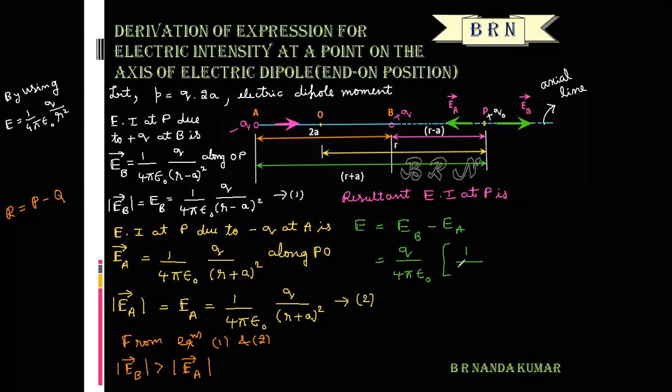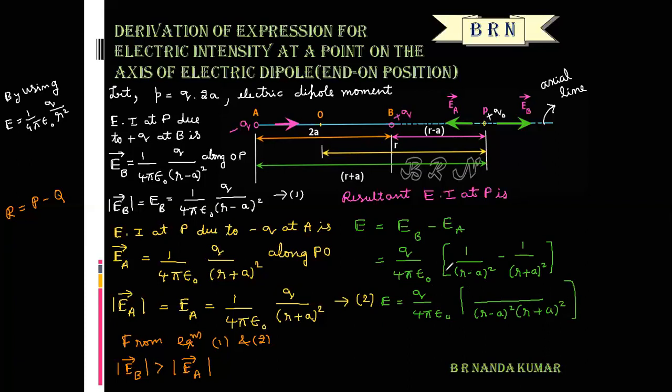The remaining is 1 divided by (r minus a) whole square, minus 1 divided by (r plus a) whole square. Okay. So here, what is the LCM? E is equal to Q divided by 4 pi epsilon naught. The LCM is (r minus a) whole square into (r plus a) whole square.